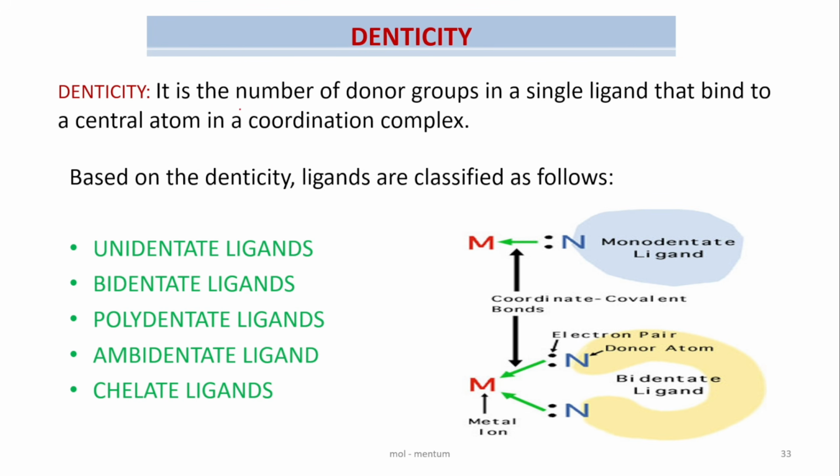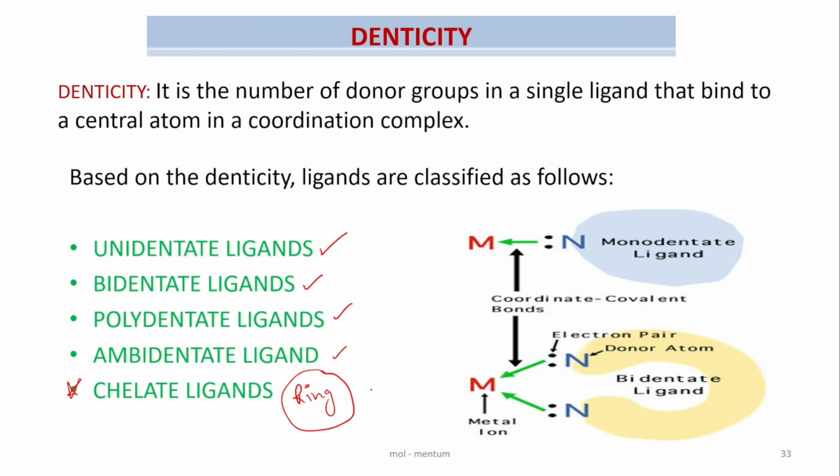Denticity, we have already discussed. Denticity is the number of donor groups, or number of bonds a ligand can have with the central metal. Based on the denticity, ligands are classified as unidentate if one donor site, bidentate, polydentate, ambidentate. This is another category: chelate ligand. Chelate means ring formation.